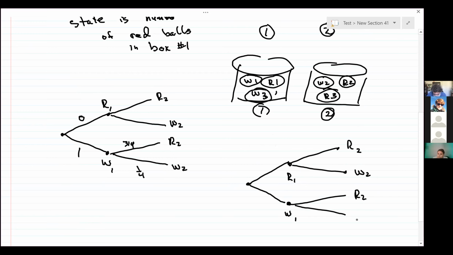Capital W and capital R refer to color, not the particular ball, okay? So, all right, if I pick something from here, what's the chance it's a red ball? Well, there's only 1 in 3 in there. So that's 1 in 3. What's the chance it's a white ball? That would be 2 in 3.